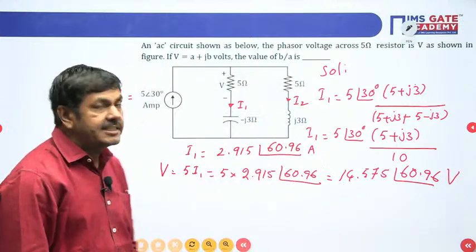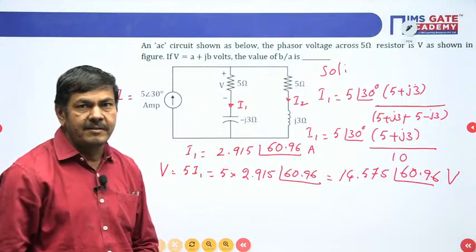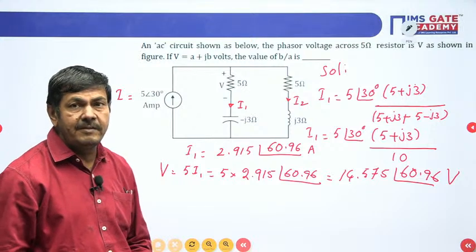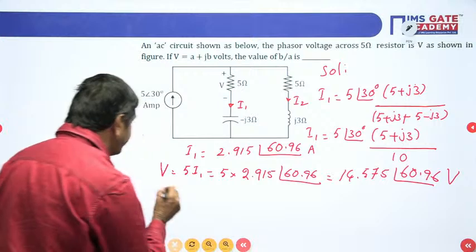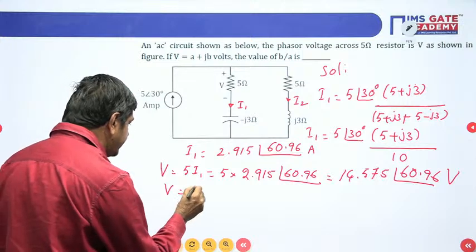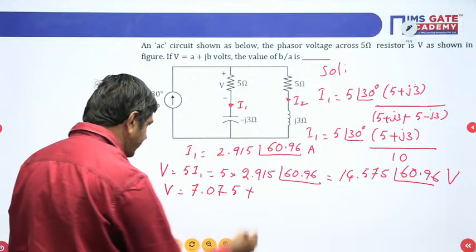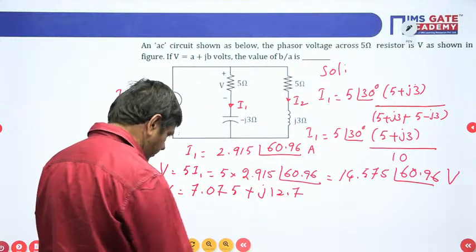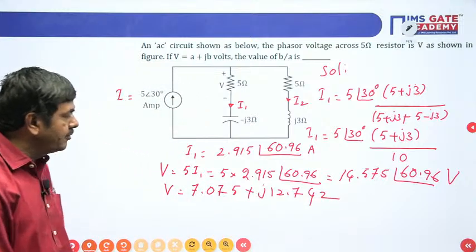But we are getting the voltage in the polar form. In the question, V is required in the form of A plus jB. If you get it in the complex form like that, you will get the B value and the A value, then you can divide B by A easily. Convert the polar form into the rectangular form. It comes as 7.075 plus j12.74.